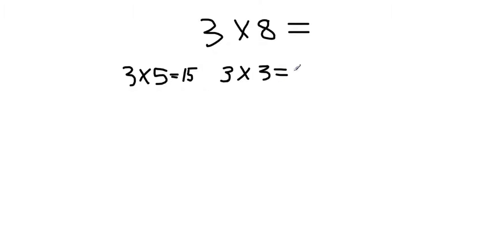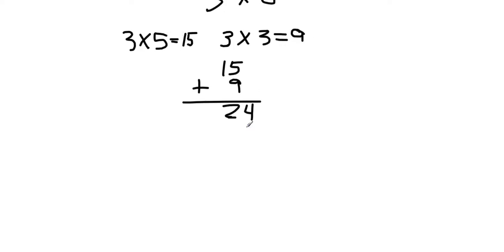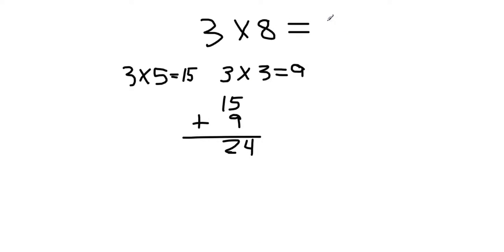3 times 3 happens to be 9. And so now 15 plus 9, you should know that that's 24. And again, if you need to use that column method, you certainly can. So 3 times 8 is 24.